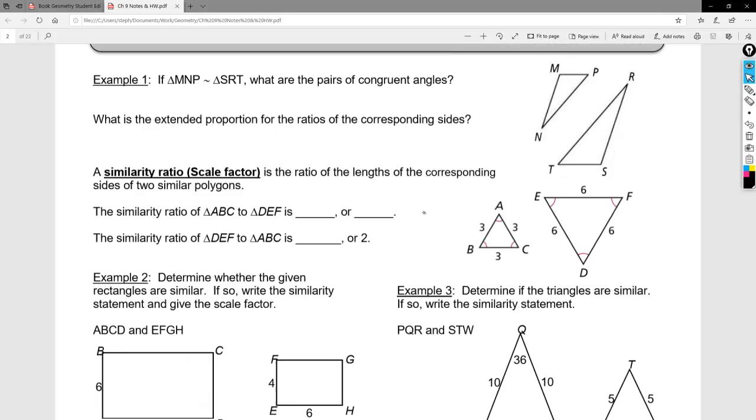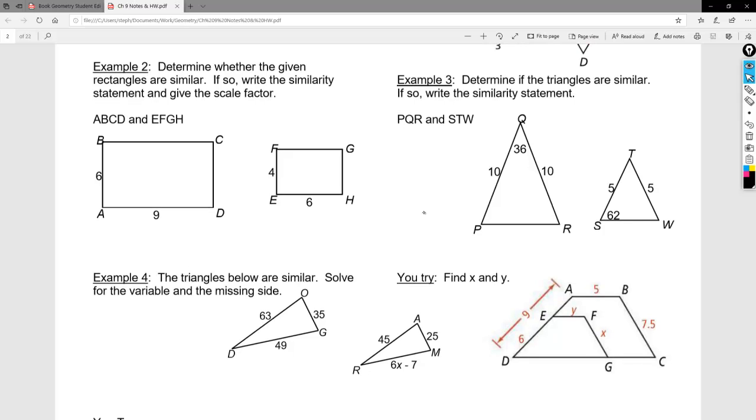Alright, let's do some more examples. So we want to determine if these rectangles are similar, and then if they are, I want to write a similarity statement and give the scale factor. So what I need to do is compare the side lengths and see if my side length AB and side length EF can create a true proportion with side lengths AD and EH.